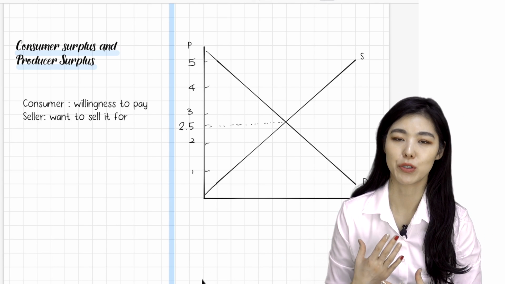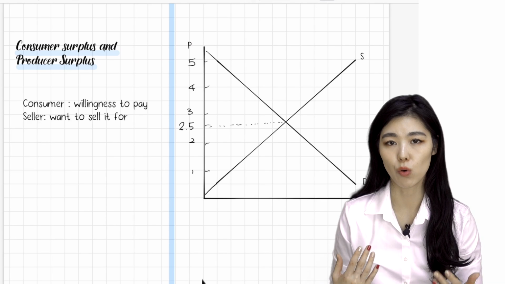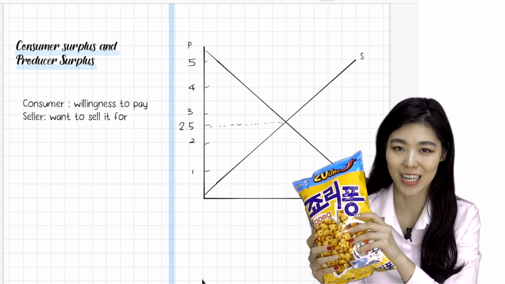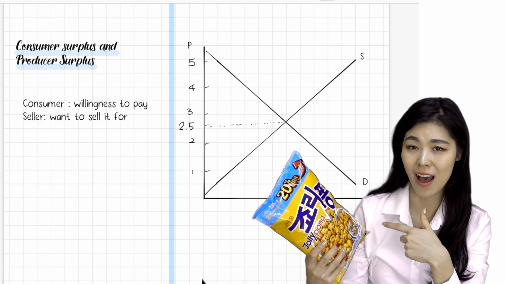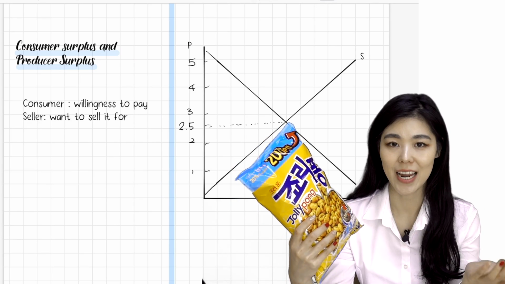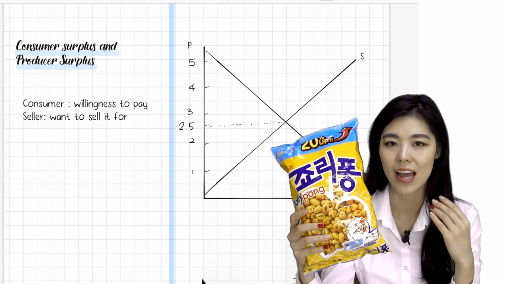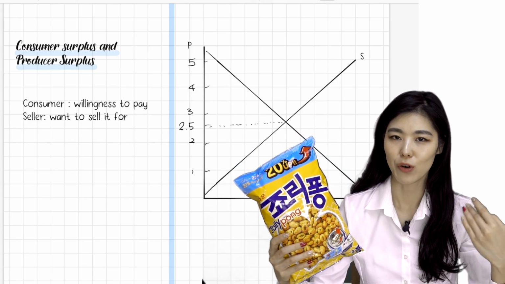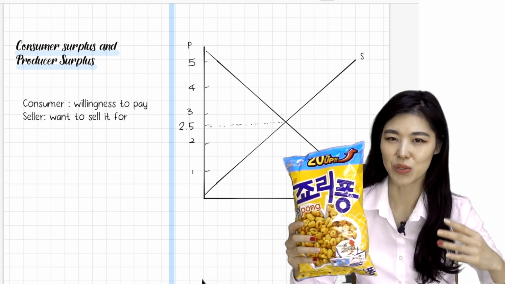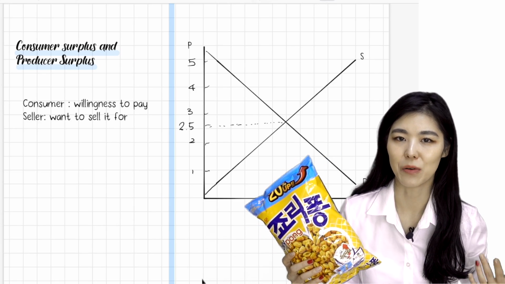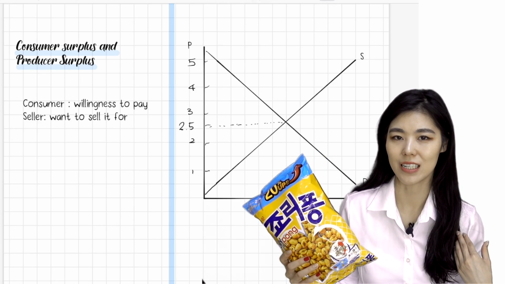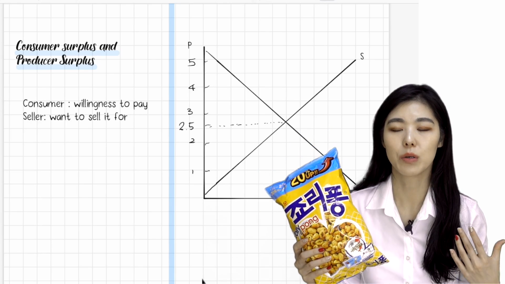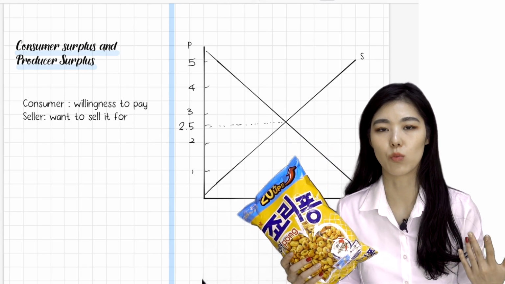Consumer surplus and producer surplus depend on your willingness to pay for something. This is one of my favorite Korean snacks, 조리퐁. And let's say that I'm the seller of this snack, and you are the consumer. You want to try this. For me, I have bought it so much, I can't even eat it all myself. So my willingness to sell this snack would be $1. I will be willing to sell this good at $1.